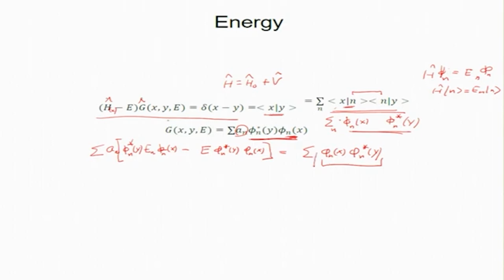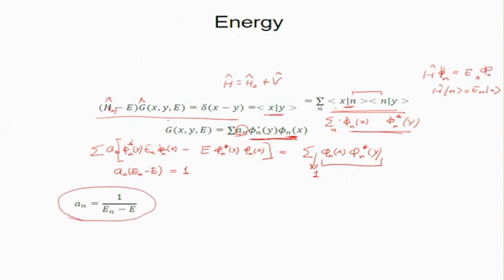So, the coefficient here is 1, and the coefficient on the left is a_n (E_n minus E). Okay, correct. So, I equate the two. That is going to give me 1. So, that means a_n is 1 by (E_n minus E). Okay. So, this is the coefficient which will go in there.